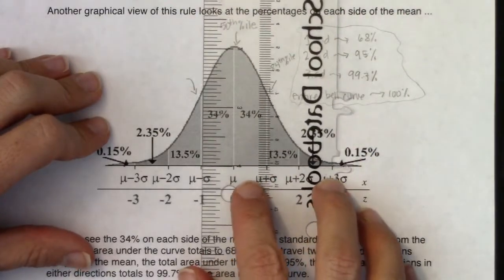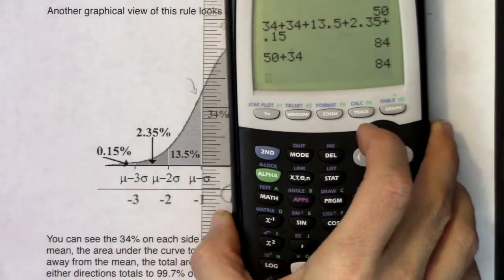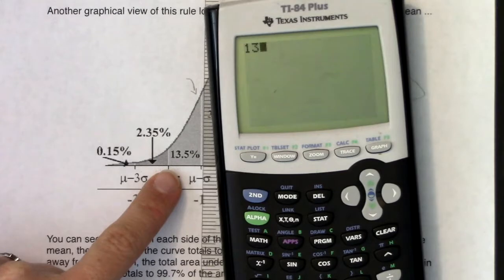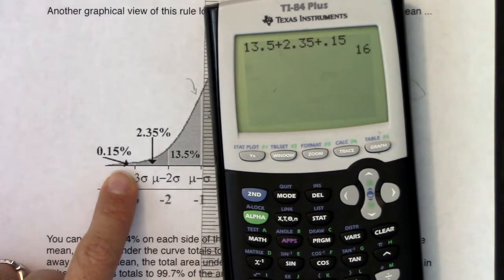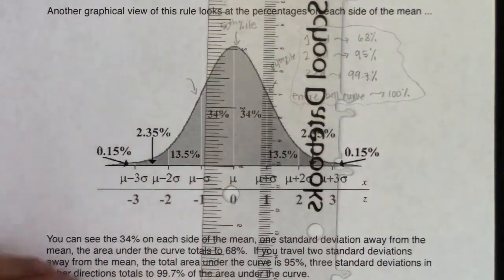So I'm going to do it here. All right, bring my calculator back in. So if I did this, I would be looking at adding 13.5 plus 2.35 plus 0.15, and I would be looking at 16%. So that is the 16th percentile.